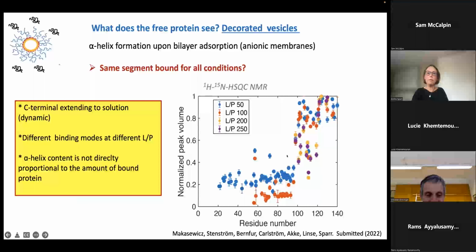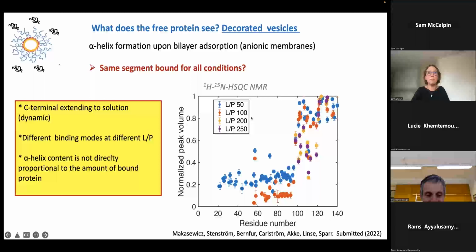But if you look in a little more detail here, you see that for the lipid protein ratios of 100, 250 and 200, that is the yellow and purple, you basically lose all signal from segment 1 to 100. And that is a sign that you basically have what I showed in this picture before. The 1 to 100 segments are bound to the membrane.